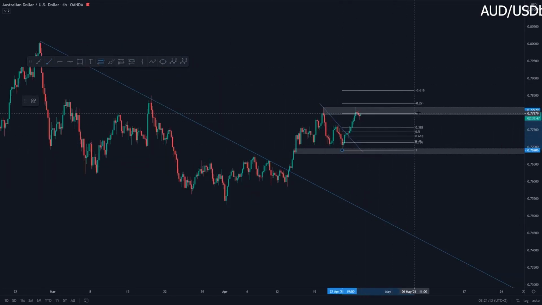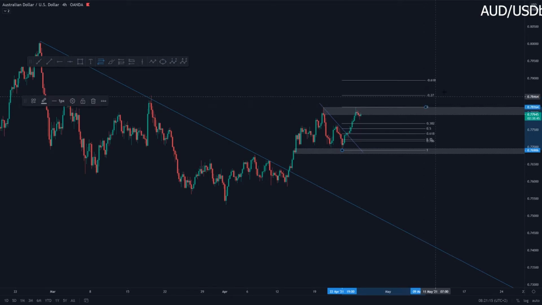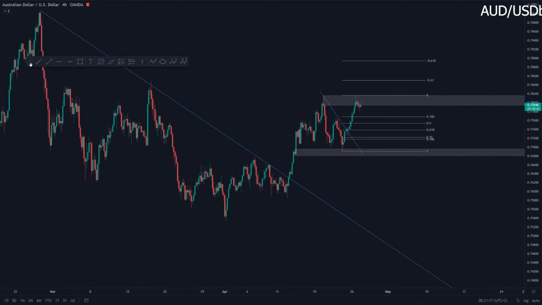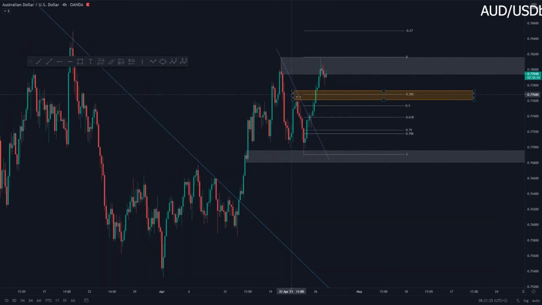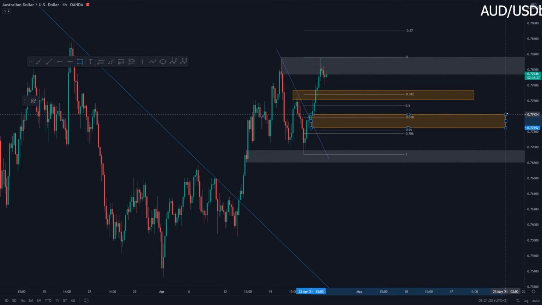Well, I'm expecting a minor pullback towards the downside on Aussie dollar to, let's say, the 0.382 Fibonacci level, before moving back towards the upside. So just a retest of previous resistance, which should now act as support. However, I also would not be surprised at all if we retrace further towards the downside into this orange box over here, 618, due to the fact that there is liquidity situated within here.